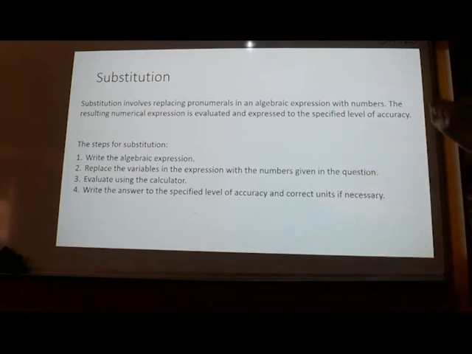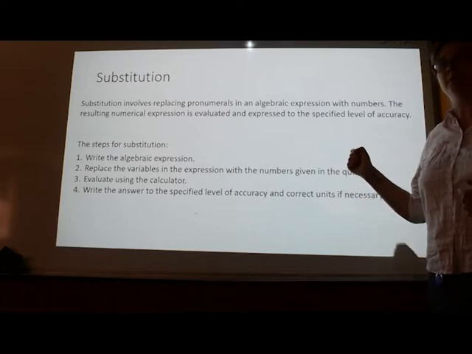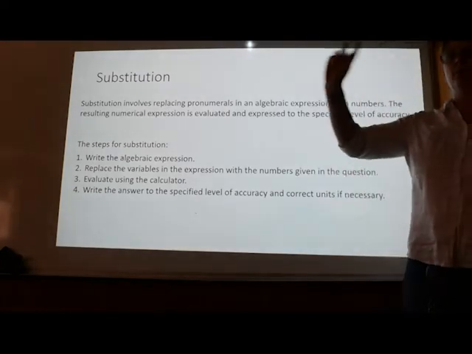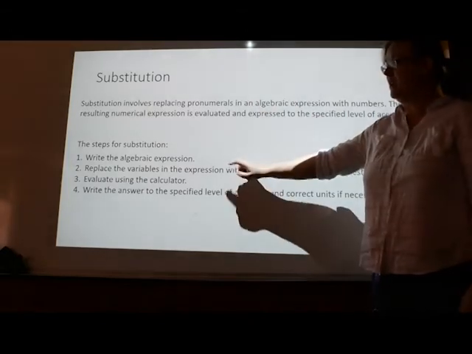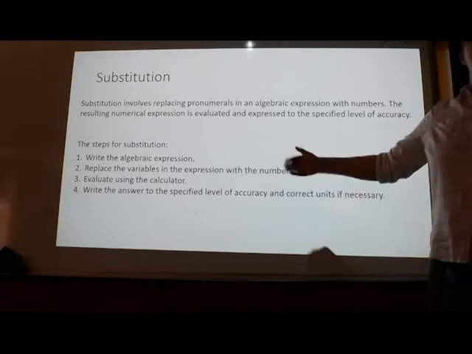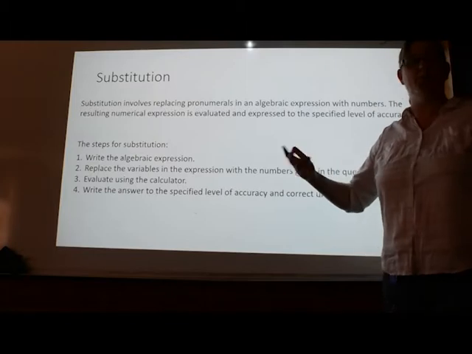Step 2. Replace the variables in the expression with the numbers given in the question. So you've written your expression down, you know what that is. On the other side of your equal sign, whatever those variables, the pronumerals are, put in the values. Make sure you use the right operations in there as well.